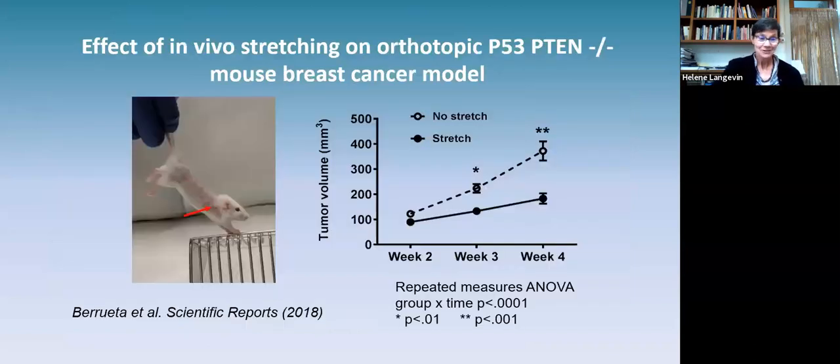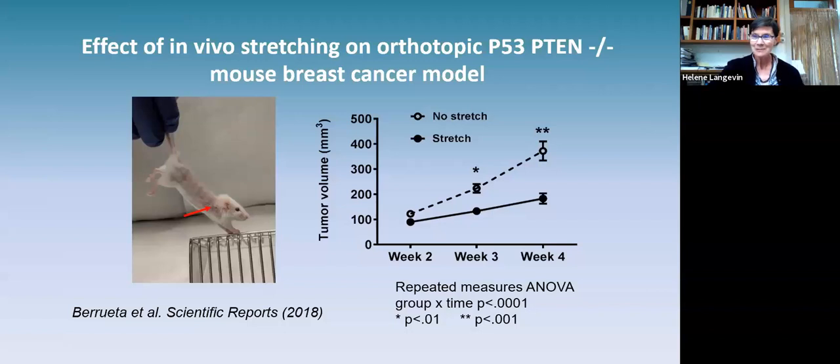So we then decided there was time to try to replicate our cancer study. And we collaborated with Dr. Jean Zhao's lab at Dana-Farber using an orthotopic P53-PTEN double negative breast cancer model, where we injected the cells into the mammary fat pad. And we pretty much exactly reproduced our result. We found an approximately 50% reduction in the growth in the volume of the tumors in the stretched animals compared to the non-stretched animals.